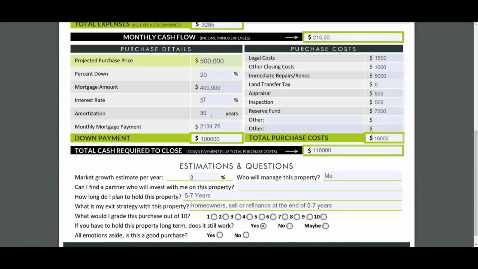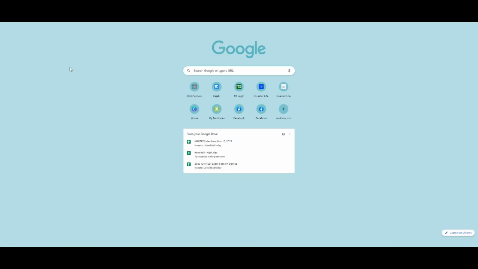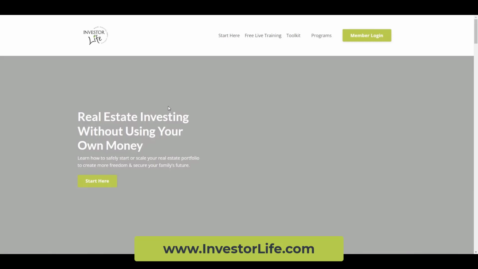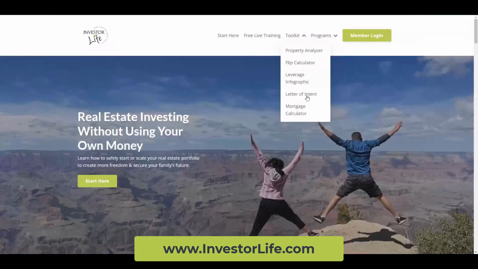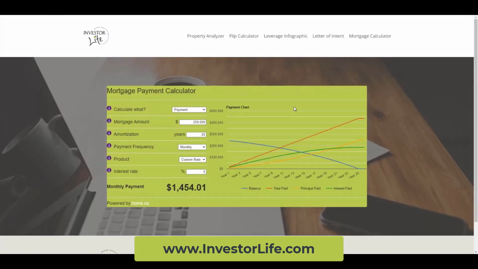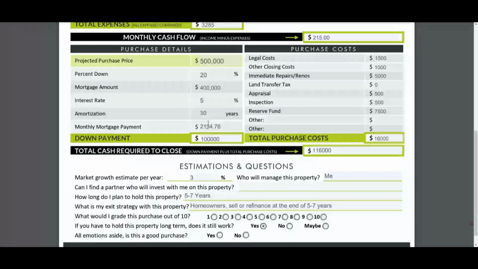If we put those numbers in a mortgage calculator, and you might be asking, where do I find out how much that mortgage payment is? Well, I'm going to show you exactly where you can go. That's on our website, guys, at investorlife.com. If you go there to the toolkit and click on the mortgage calculator, you can enter these numbers, and it's going to tell you exactly what your monthly payment is going to be. So save investorlife.com in your bookmarks so you can get to it quickly, and bang, you're there. You can figure out these numbers pretty quickly. So that's how we figure out our mortgage payment.